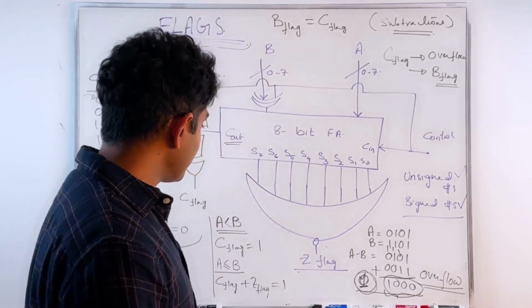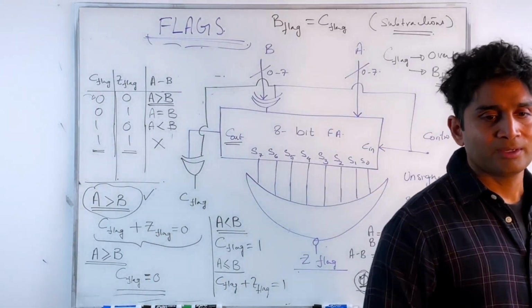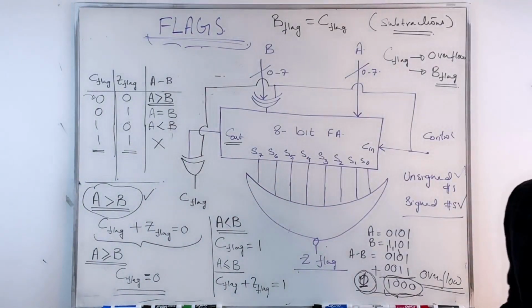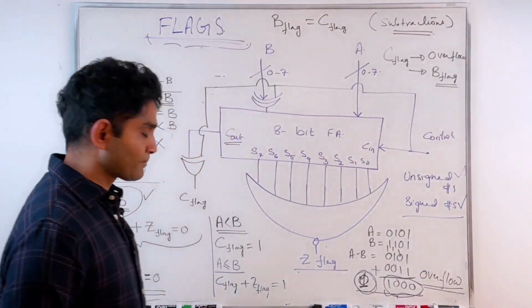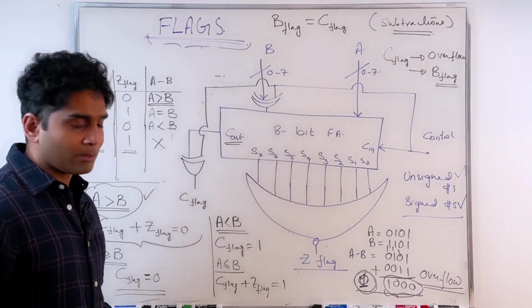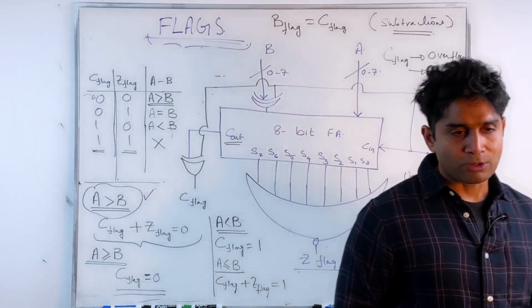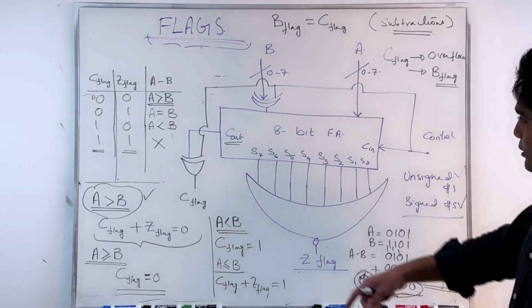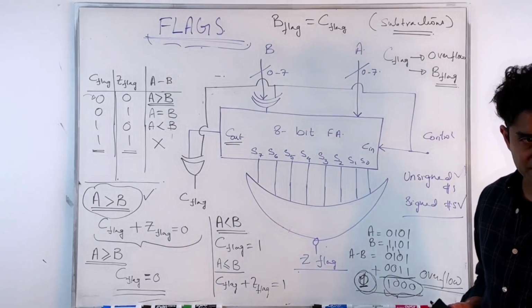For the A equal to B condition, I have to just look at the Z flag. Yeah, that's correct. All right, so that's it. So for unsigned numbers, we have looked at all possible combinations of conditions to be checked. So you're done. That's good.